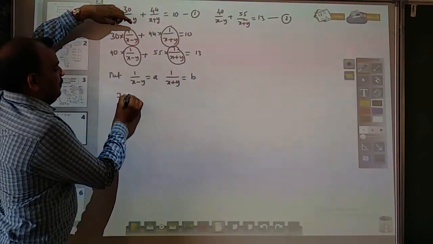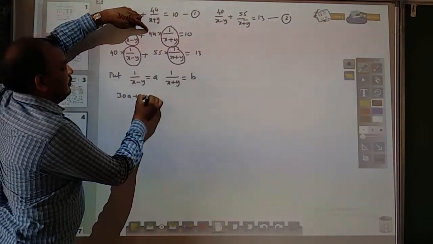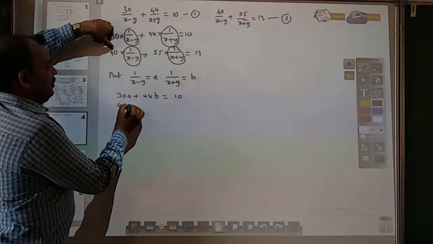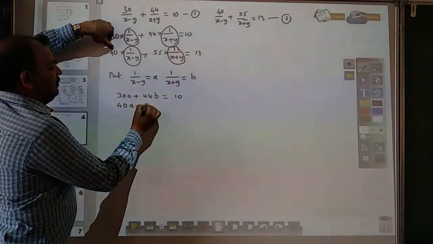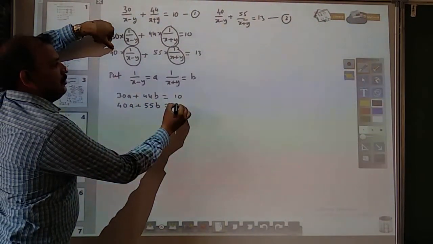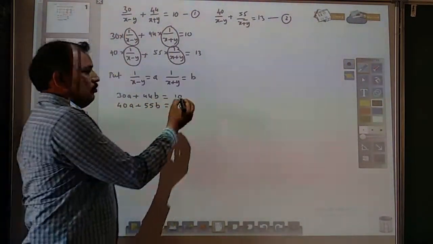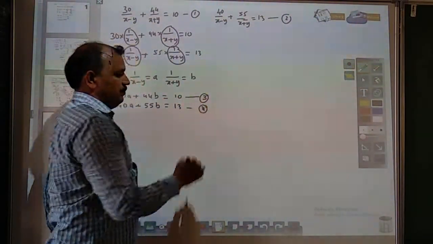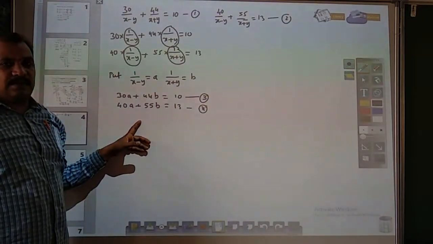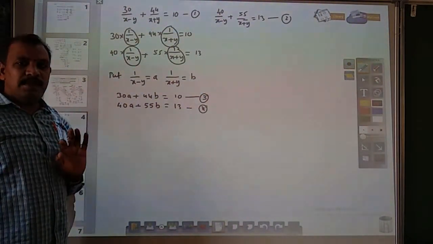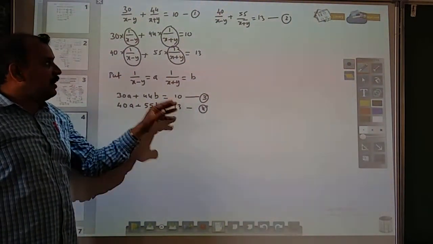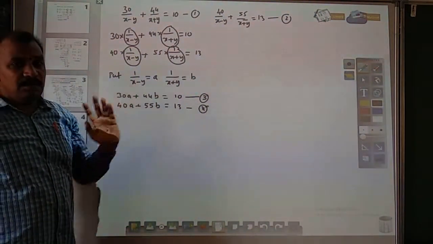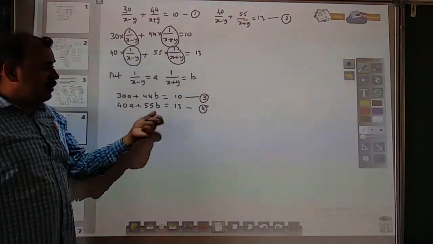30A plus 44B is equal to 10. 40A plus 55B is equal to 13. Another new two equations, that will be 3 and 4. Solve these two equations, we will get A comma B value. Later again A comma B converted into x comma y. Then we will get x comma y value, speed of the boat and speed of the stream.